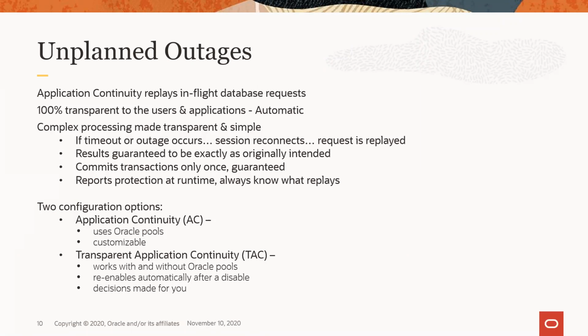There are 2 configuration options here. I mean, the first one we talked about was application continuity. And that was the one we introduced with 12.1 for thin Java. And in 12.2, we added ODP.NET and OCI, okay? It required an Oracle connection pool, whether that was the Universal Connection Pool, UCP, or the OCI session pool. In every case, it has to use a pool, an Oracle pool.